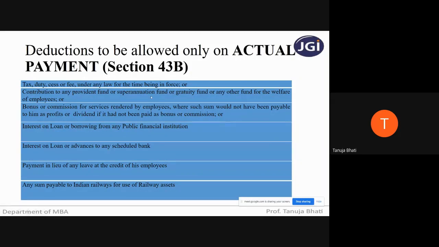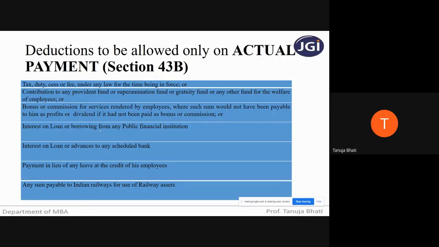Next, bonus or commission for services rendered by employees, where such sum would not have been payable to him as profits or dividend if it had not been paid as bonus or commission. Obviously, many companies give bonus or commission to the employees for whatever services they are rendering. Suppose they are showing it as payable, but it is actually not being paid, then such expense will be disallowed.